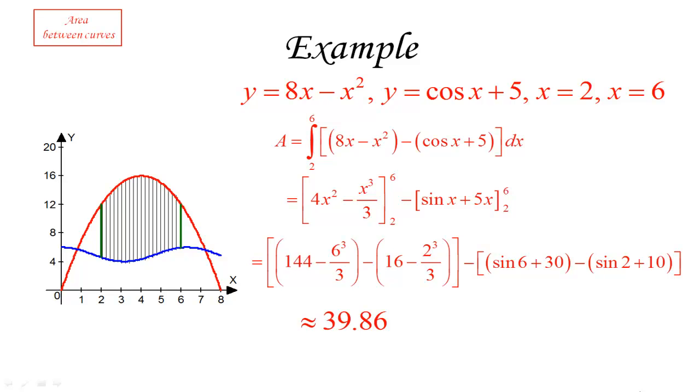Notice, for instance, that this region has a width of 4 and a height that goes all the way from 4 to 16. So it's about 12, right? But 12 times 4 is 48. Of course 12 is the biggest height that we can get, so we can expect an area which is a little bit less than 48. So the 39 sort of makes sense.